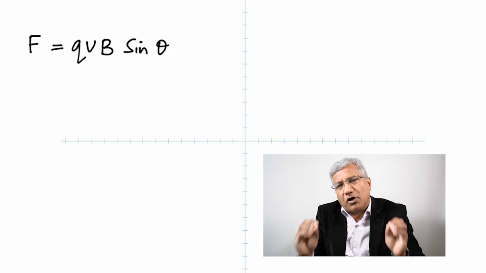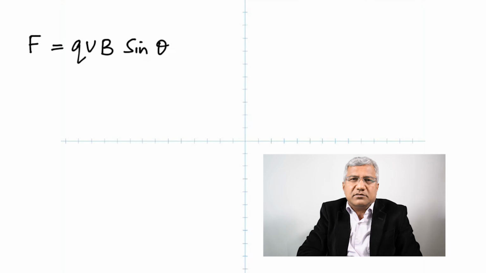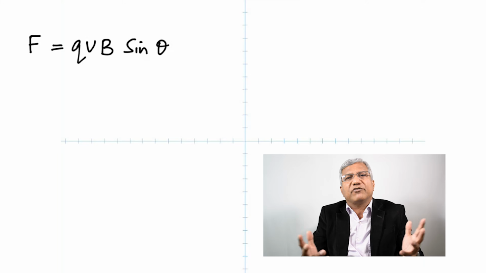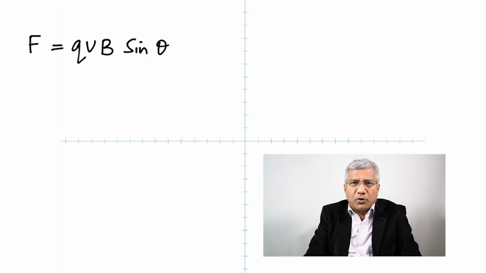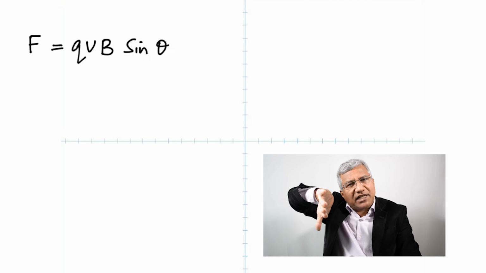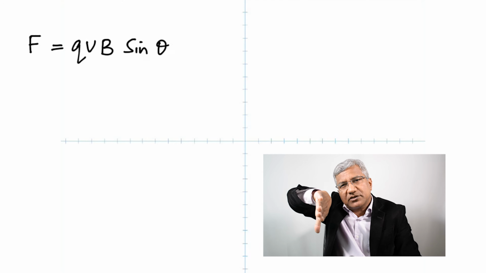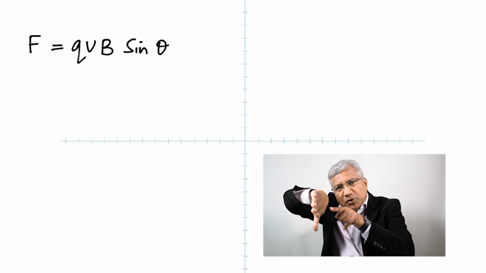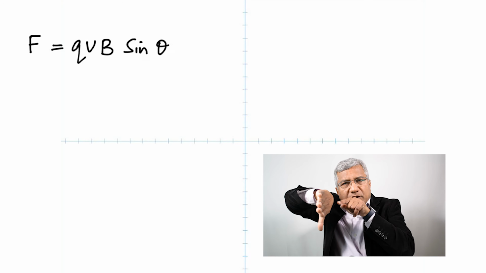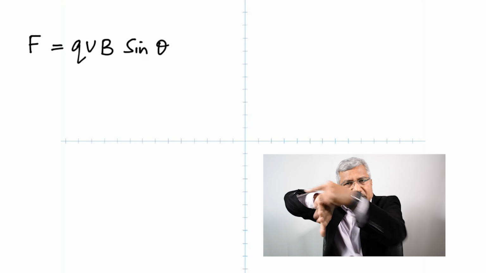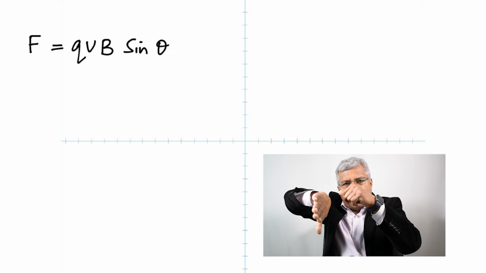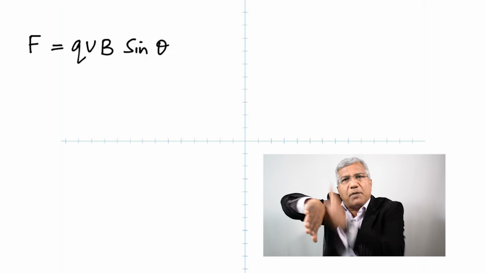But remember, this only applies to a positive particle. So the question is, what if it's a negative particle? Well, then you take exactly the opposite direction, which means if the negative particle was moving away from me, and the magnetic field was set up from my left to right, then the force acting on it would be upwards.